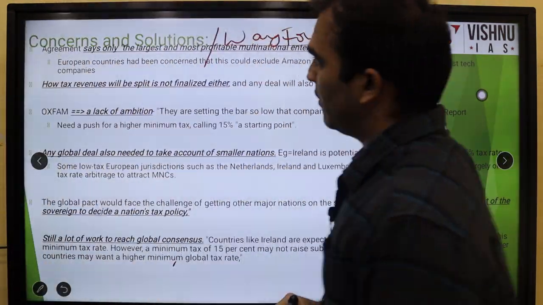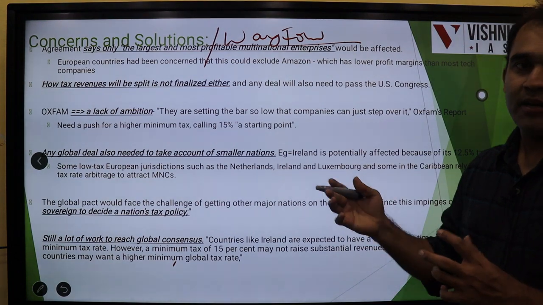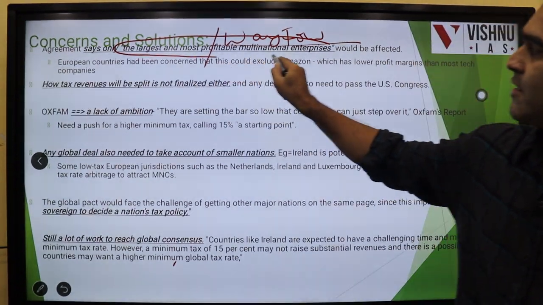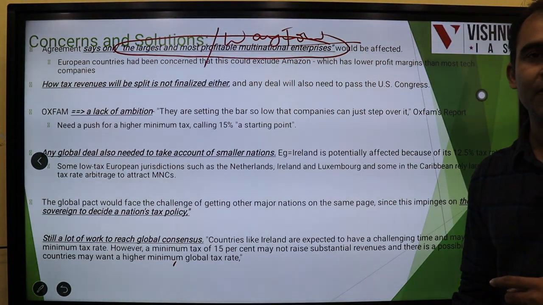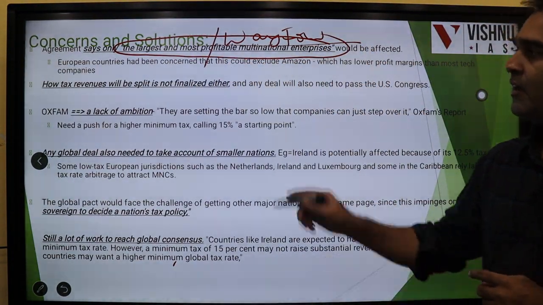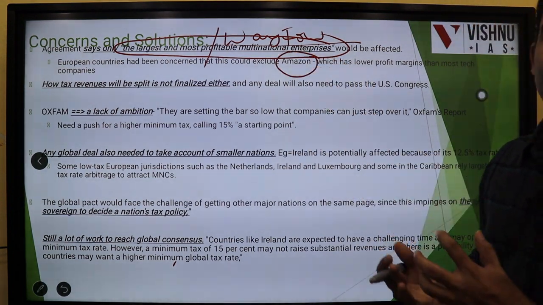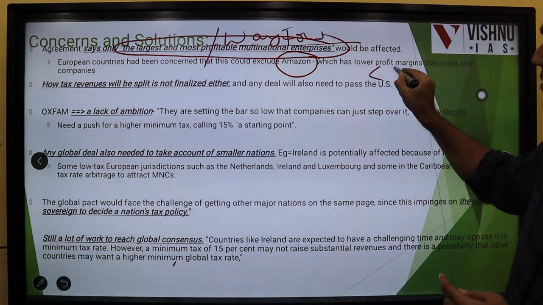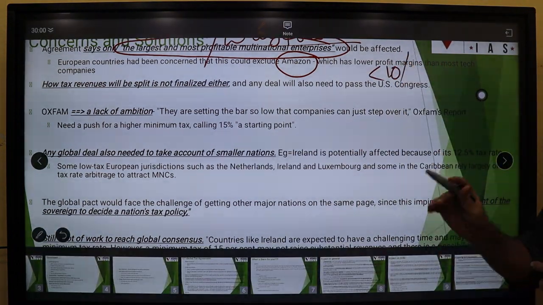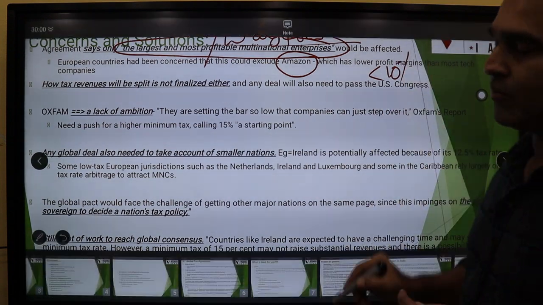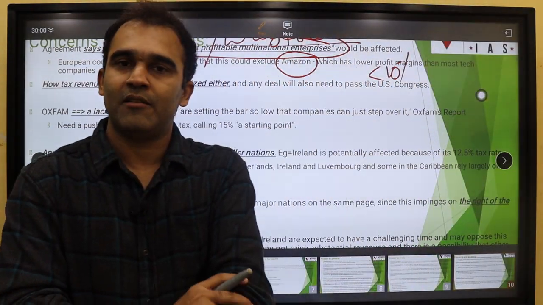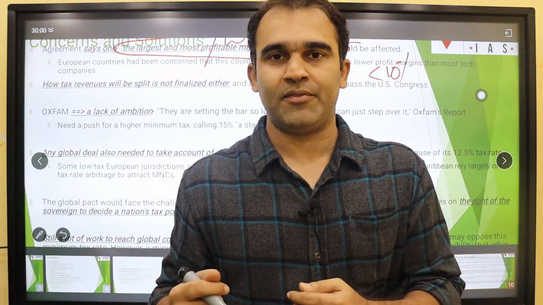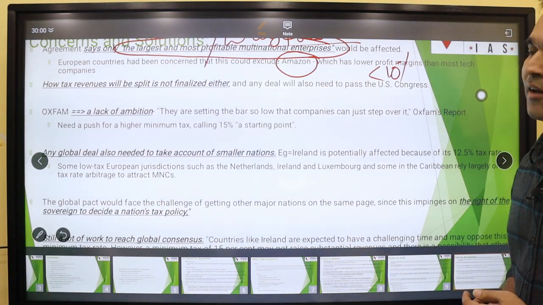Quickly, I'll explain what the problems are. First and foremost, they are only applicable to the largest and most profitable multinational enterprises. Meaning, Amazon, which is a behemoth now, is excluded. Why? Because of the 10% profit threshold that they have put in. Amazon is not making 10% profits of its total revenue. That's the problem. So Amazon will not be included in it. And you know the size and the impact that Amazon can have. So if Amazon is excluded, what good is this particular agreement?